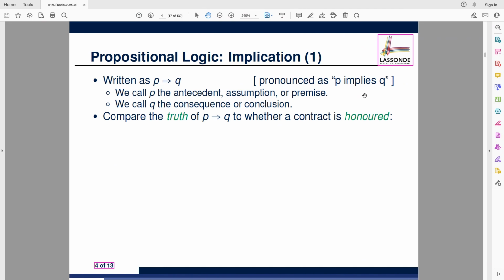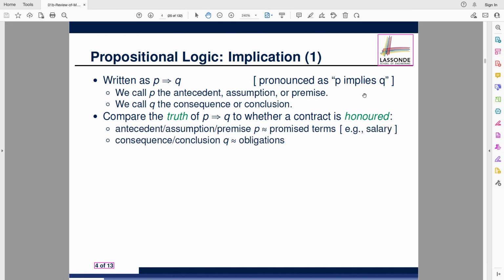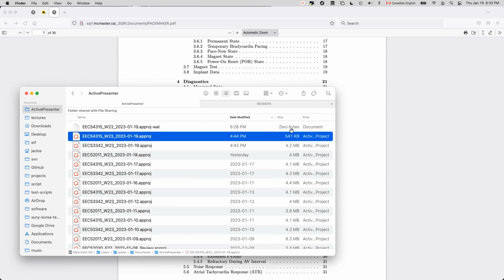One possible analogy is to think about, let's clarify the term first. If you look at P implies Q, P over here is called antecedent, assumption, or premise. Q here is called consequence or conclusion, right? So that's a standard term. You can use either one. And then let's now talk about some analogy quickly. That's how you can derive the truth table for the implication in case you forgot. Let's walk you through the basics.